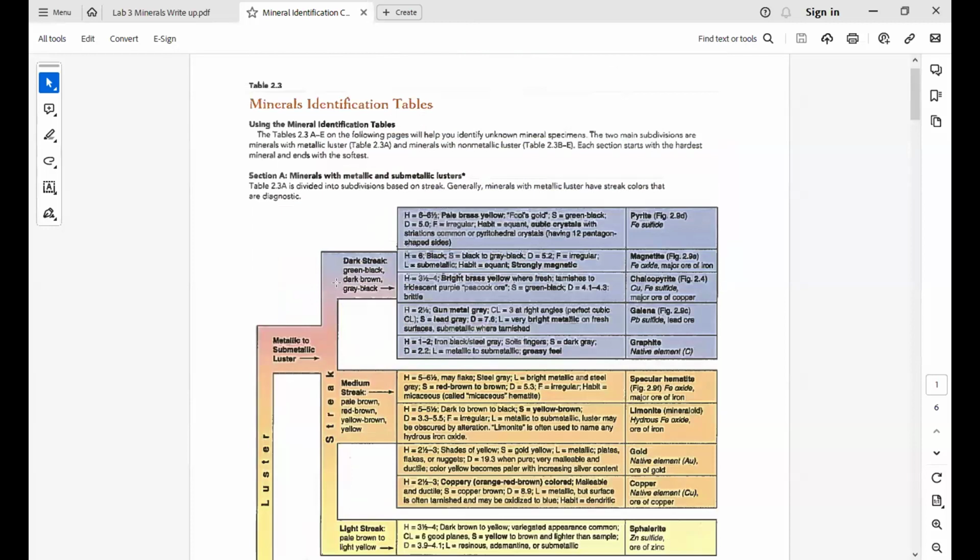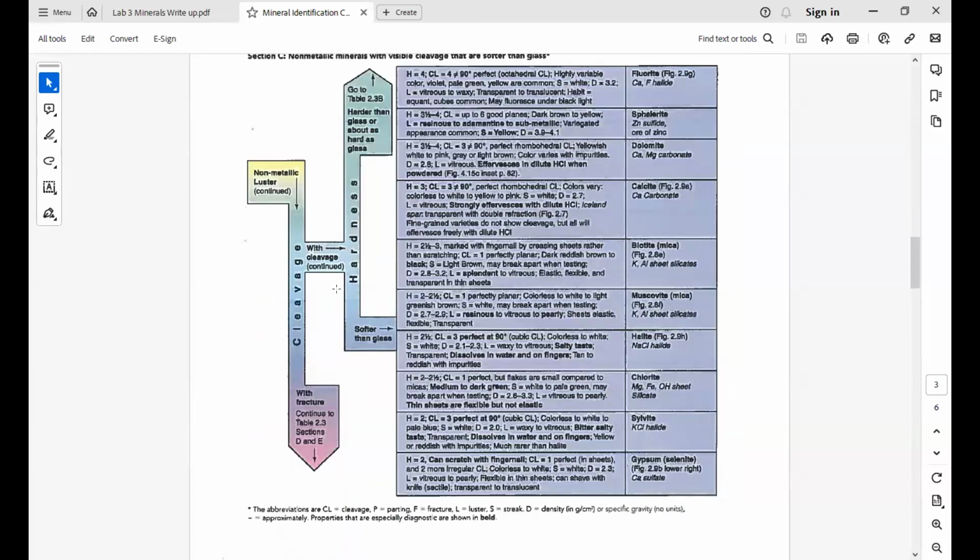Let's see, that's not metallic. So we now need to go cleavage softer than glass. Hardness of 2. It's not gypsum, not sylvite, not chlorite, because that's medium to dark green, not halite. We've already done that. Hardness 2 to 2.5. Cleavage 1 perfectly planar. Colorless to white to light greenish brown. Streak white. May break apart when testing. Resinous to vitreous to pearly luster. Sheets elastic, flexible, and transparent. This is muscovite.